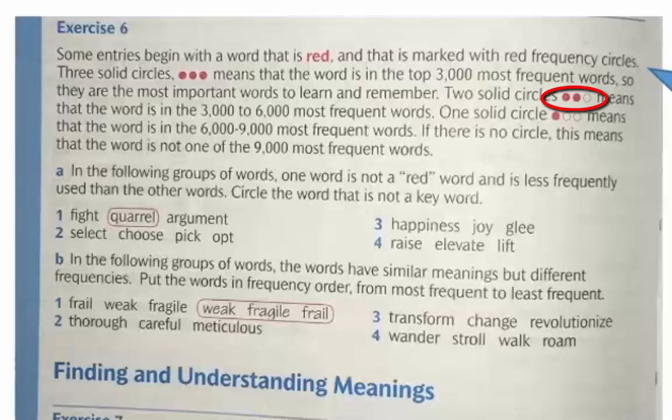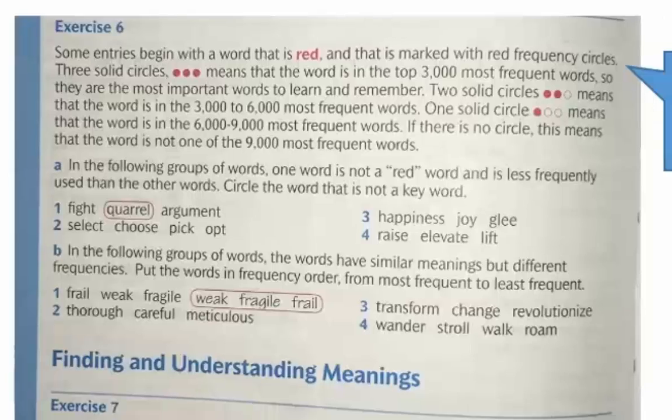Then if you see 2 dots, that's a little less popular, but still very, very commonly used words. And then 1 solid circle red dot means that is one of the 6,000 to 9,000 most frequently used words. After that, if you don't see a dot at all, those are some less common words. So the main thing is just to pay attention to those 3 dotted words. Those are the most frequently used English words, and you'll want to really learn those. If you get a good handle on those, then you'll really have a strong English foundation.